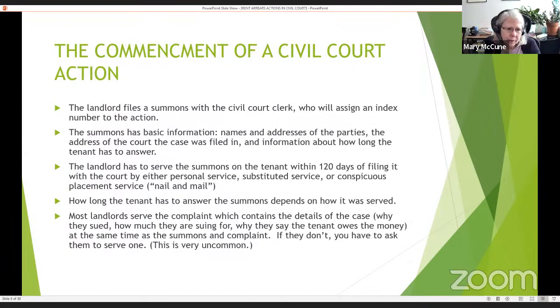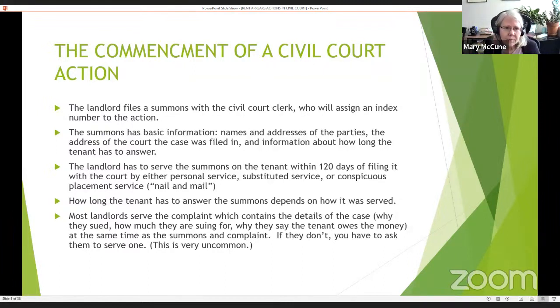So back to civil court and how it works. The commencement of a civil court action. How does it begin? The landlord files a paper called a summons with a civil court clerk who assigns an index number. The summons has basic information: names and addresses of the parties, the person suing and the person being sued, the address of the court the case has been filed in, and information about how long the tenant has to answer. It says summons in big letters on it.